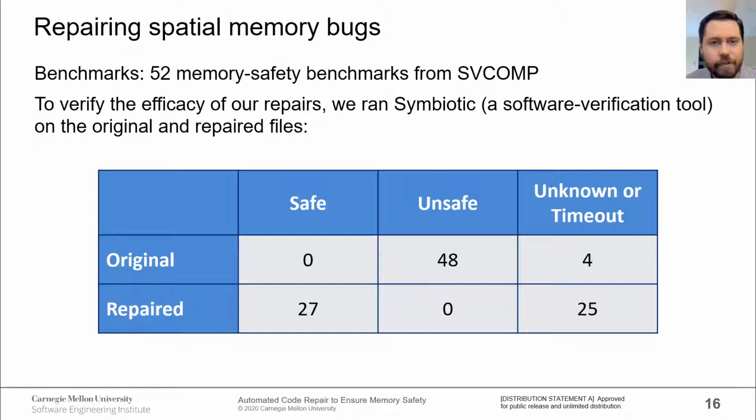We ran our tool on 52 memory safety benchmarks from SV-COMP. To verify the efficacy of our repairs, we ran Symbiotic, which is a software verification tool, on both the original and the repaired files. On the original files, Symbiotic was unable to prove that any of them were safe, and it was able to prove that 48 of them were unsafe. On 4 of them, it was unable to determine memory safety. On the repaired files, Symbiotic was able to prove that 27 of them were safe, and it was unable to prove that any were unsafe. On 25 of the repaired files, Symbiotic was unable to determine safety.